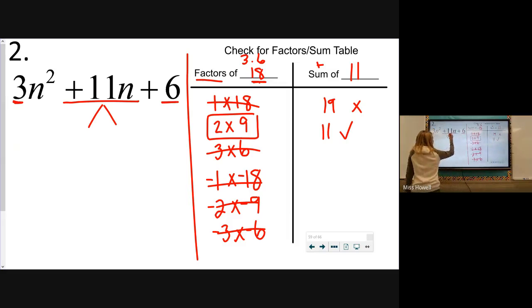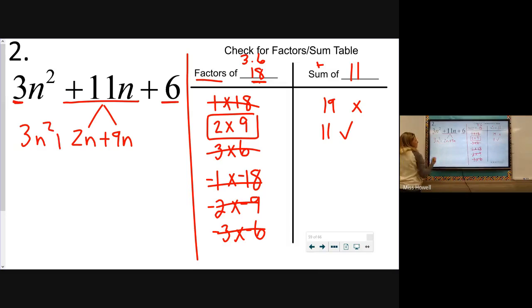So we're going to take this 11n, and we're going to make it 2n and 9n. We're splitting it up in a special way, right? We're not doing any combination that gets us there. You can't do like 6 and 5. That doesn't work. It has to be the combination that meets this criteria. So be careful. And so we still have this 3n squared, that was a positive 2n, so plus, and then we still have the plus 6. And now we would be ready to go to our chart.